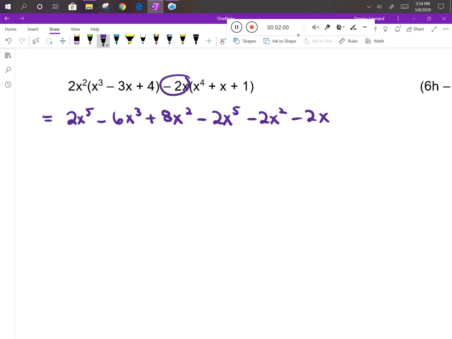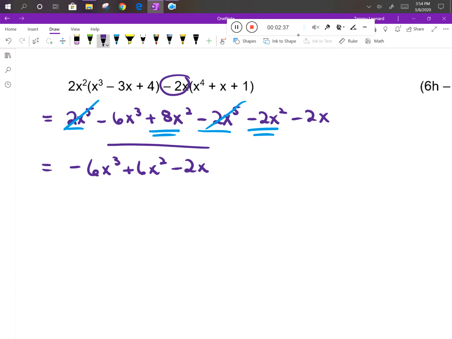Now we need to look for some like terms. We've got an x to the fifth here and one there. Notice they're exactly the same term but with opposite signs. So when we add them together, we get 0x to the fifth, so those are gone. Then the next highest power I see is a negative 6x cubed, and there don't seem to be any other x cubes. There's an 8x squared and a negative 2x squared, so those will combine. And the negative 2x is also on its own. So it looks like my standard form and simplified answer will be negative 6x cubed plus 6x squared minus 2x.